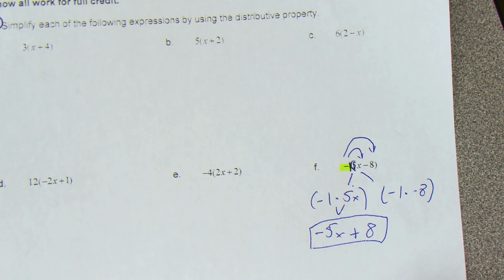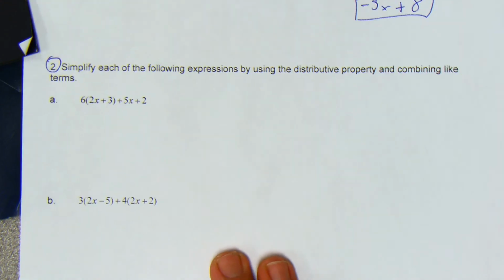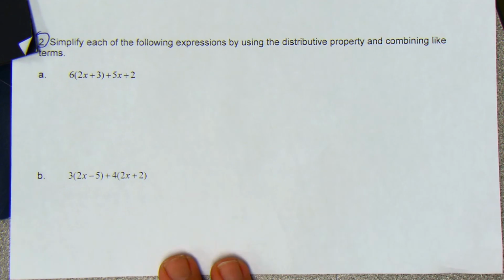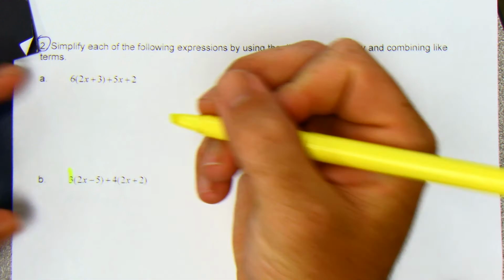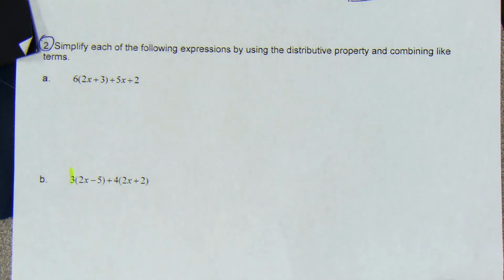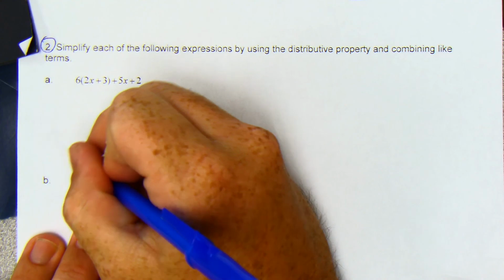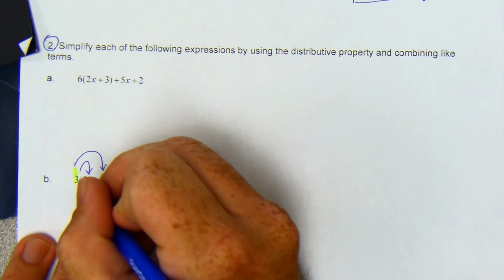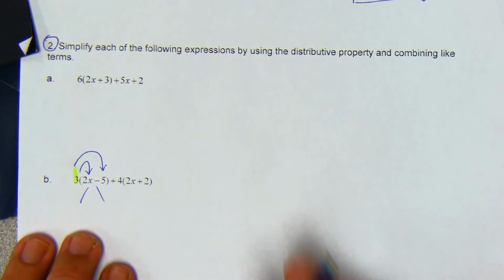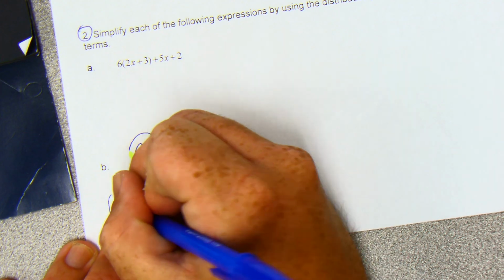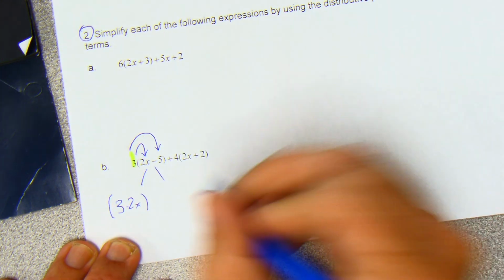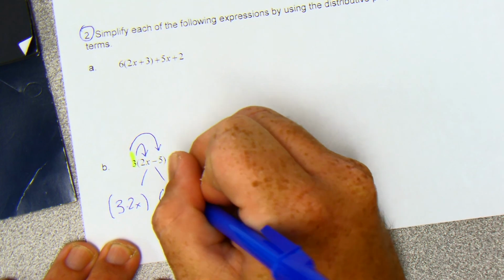I'll do 2B with you guys as well. I'll do the first part and you guys can do the second part. So we have this first distributive property here. We're going to distribute the 3 into the 2x and into the -5. It's going to split this into two different multiplication equations. On one, I have 3 times 2x, and the other one, I have 3 times -5.